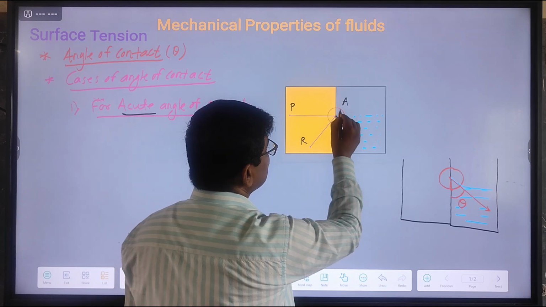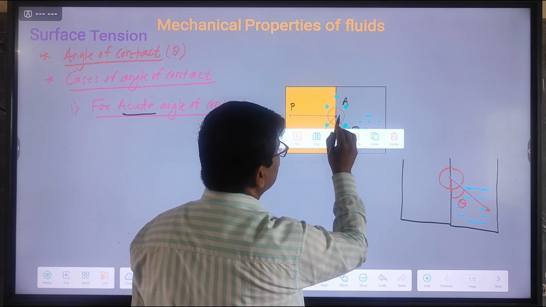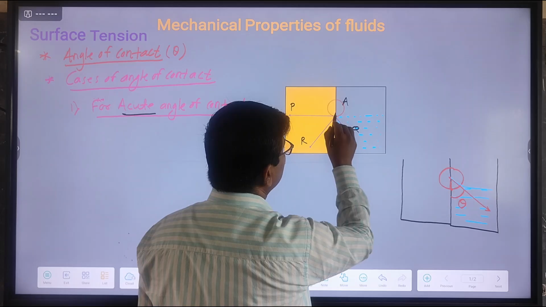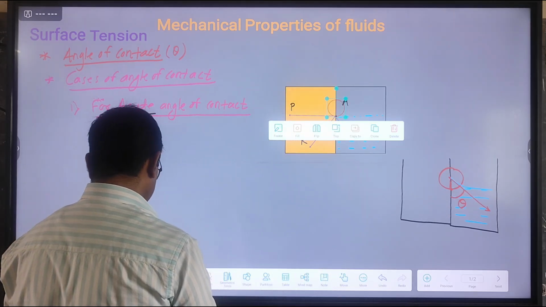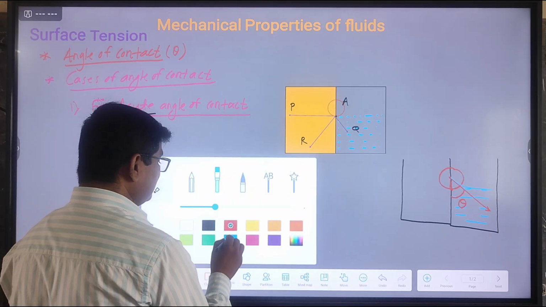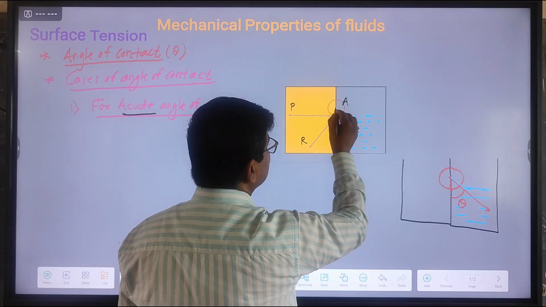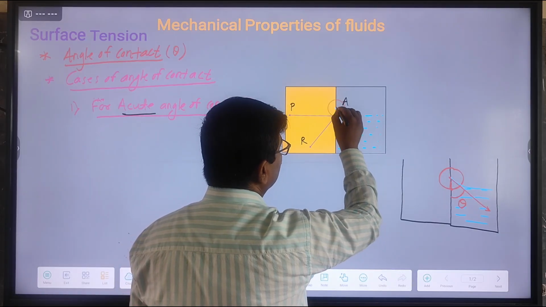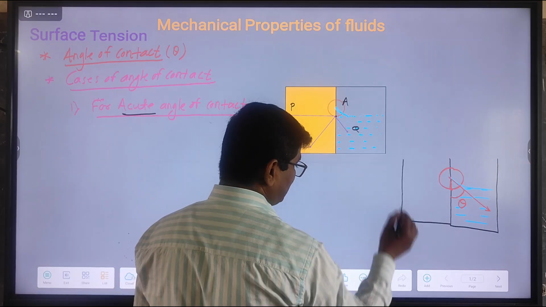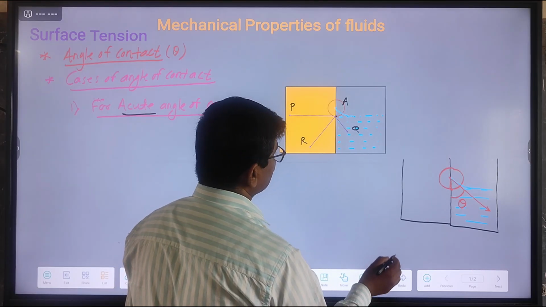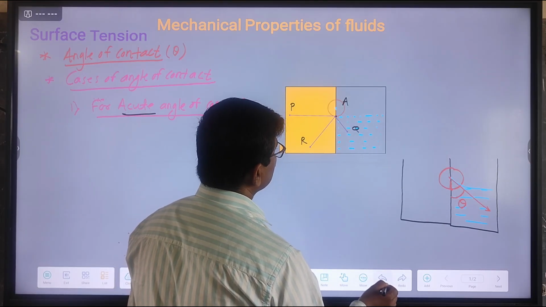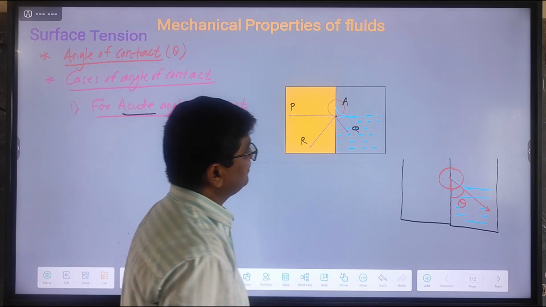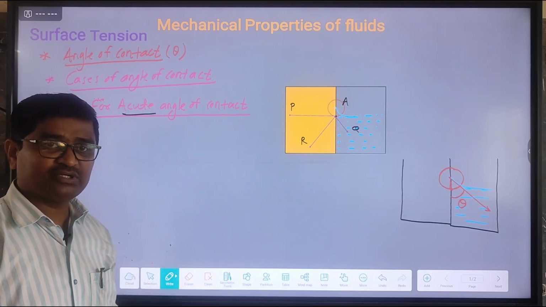Now when the adhesive force is greater than the cohesive force, we know that the molecule normally creeps vertically upward and it reaches here, and the point of contact will be changed, and the point of contact will be concave. The concave point of contact. Okay, the point of contact will be concave like that, because it is shifted vertically upward.